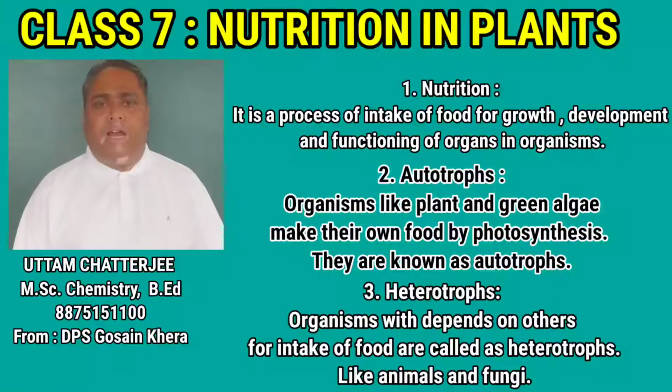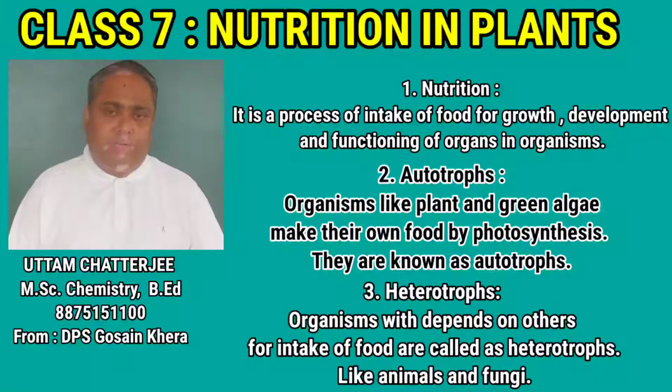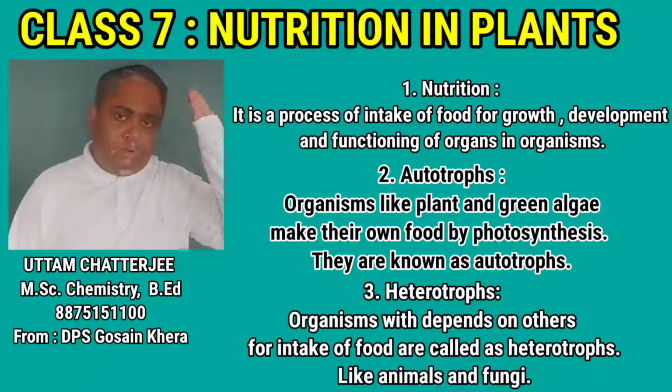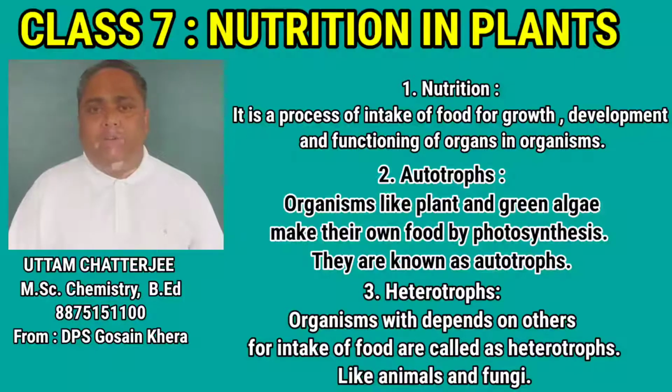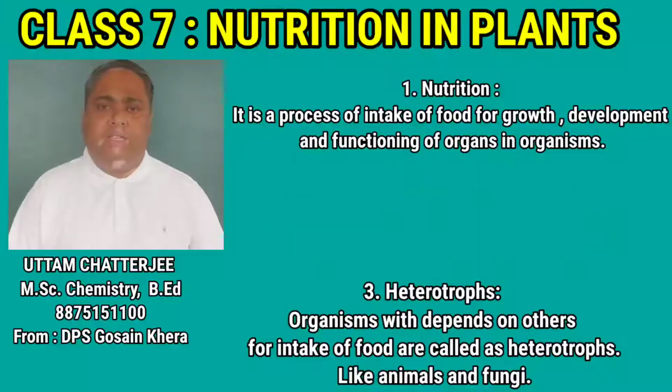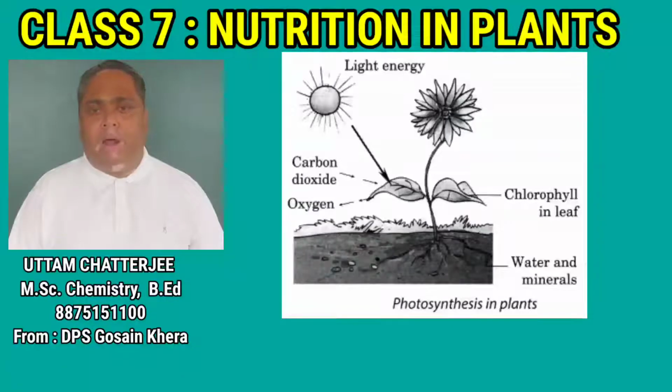So there are broadly two modes of nutrition. One is the autotrophic mode of nutrition. Second is the heterotrophic mode of nutrition. And autotrophs are those organisms which prepare their own food by a process called photosynthesis, like in the case of plants and green algae.